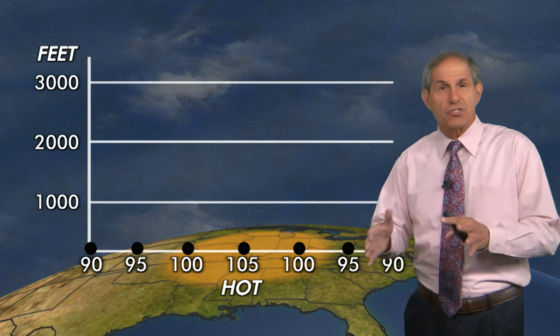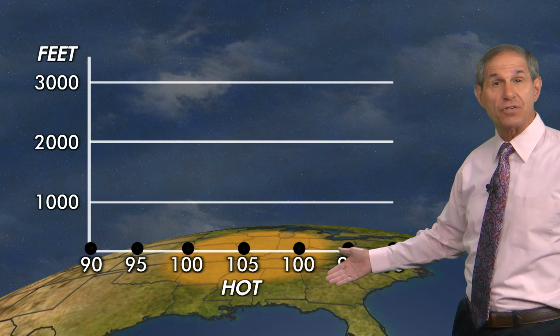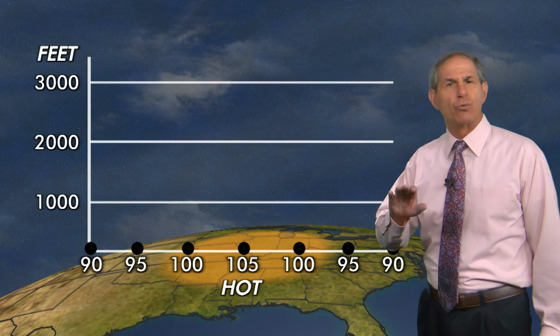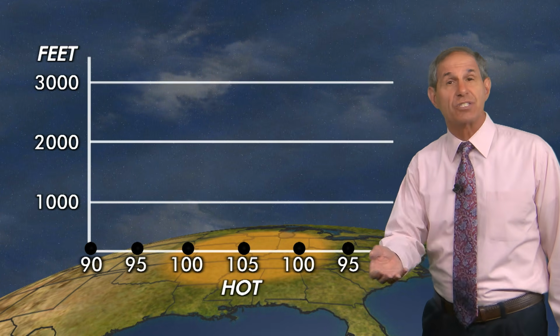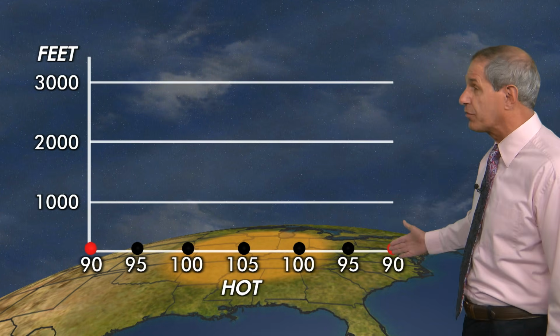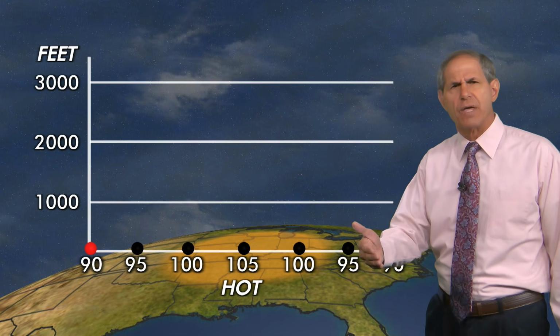And once again, there's the temperatures we chose at the surface. Let's say we want to draw a line that represents a temperature of 90 degrees. Of course, we know it's 90 at the surface at two places. We'll highlight them in red. But what about at the other locations?